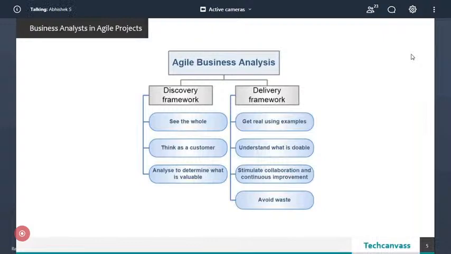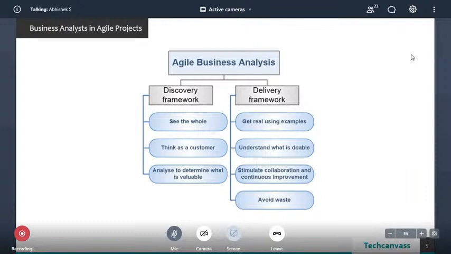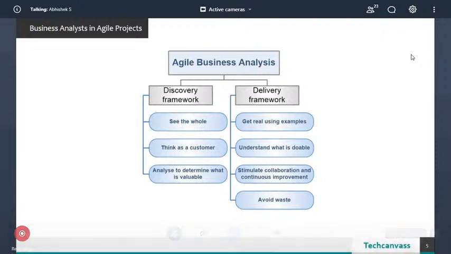In the case of agile business analysis, there are some principles or guidelines that a typical BA should follow. I'm sure most of us actually apply these principles in our day-to-day lives, just that probably we are not aware of it. If we divide this framework into two parts, discovery and delivery, it's because a business analyst is involved right from the requirement gathering phase to the delivery phase.